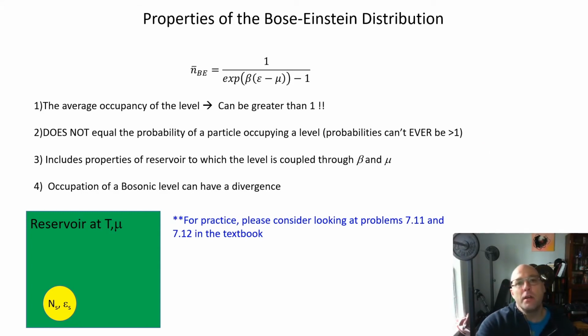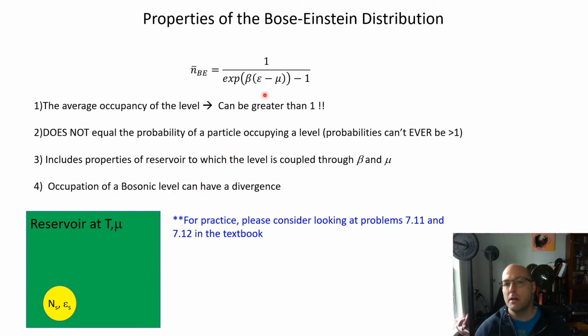If you remember in the mini lesson about Fermi-Dirac statistics, I made the point that the fact that n bar Fermi-Dirac was also the probability of occupancy was only applicable to fermions. And this is a case where you can see that it's clearly not a general fact. It also includes the reservoir properties of temperature and chemical potential. The most important property of the Bose-Einstein distribution is that it can clearly have a divergence.